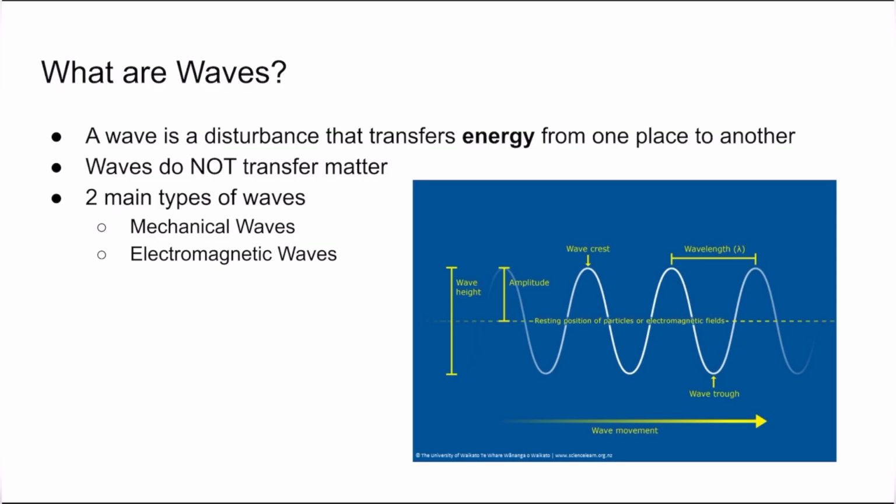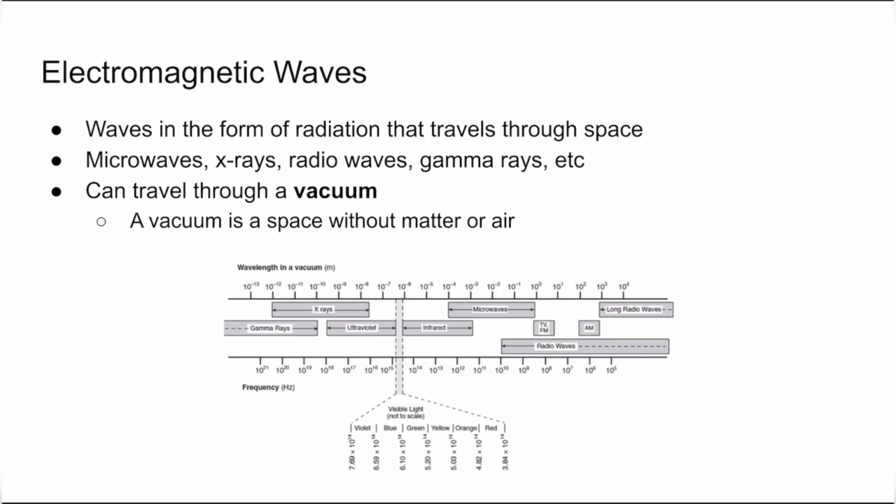A wave is a disturbance that transfers energy from one place to another. Waves do not transfer matter, only energy. For Regents physics, there are mainly two types of waves, electromagnetic and mechanical, but I'm only really going to talk about mechanical waves in this video.